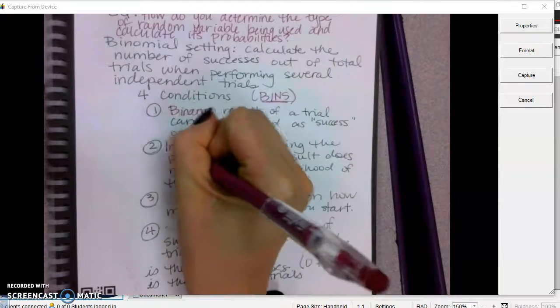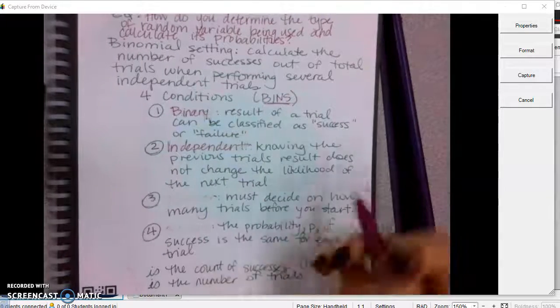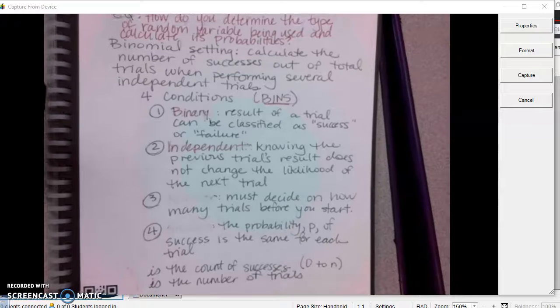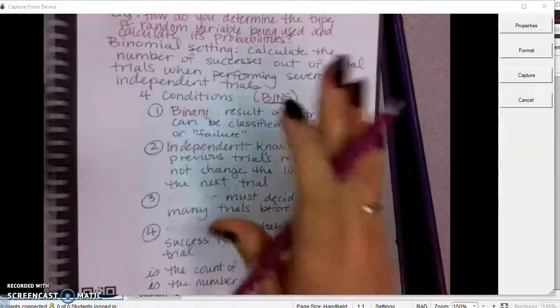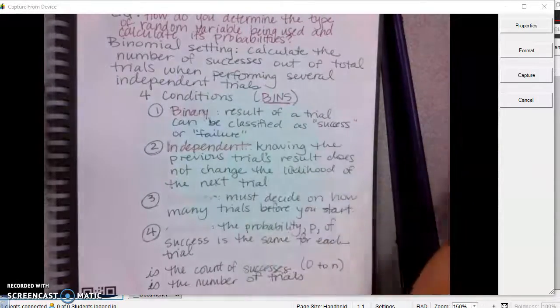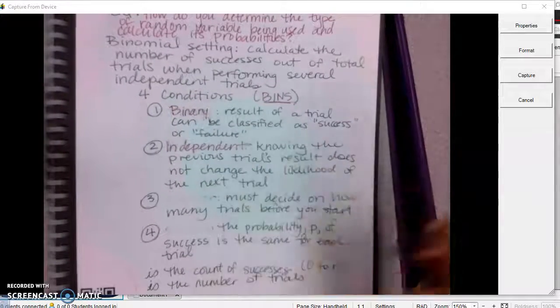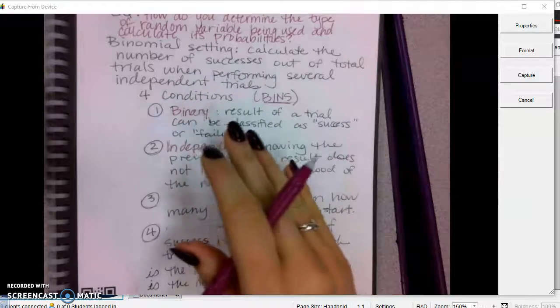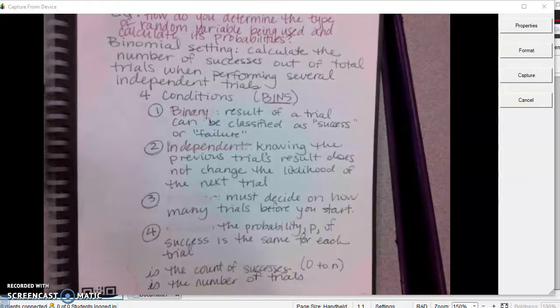The second thing that we look for is independence. So if it is independent, knowing the previous trial's result does not change the likelihood of the next trial. So if you know that you got a head last time, flipping it again does not change the probability of you getting another head. But think about if you're flipping cards from a card deck, if you flip the first card and then you go to flip the second card without putting the first card back in, the probability has changed. So the likelihood that you get an ace after you draw the first one and it's an ace, that changes because now we only have 3 aces for 51 cards. But if you put it back in, then the probability does not change.